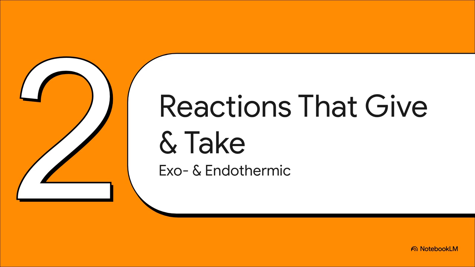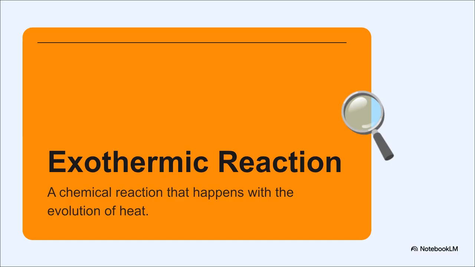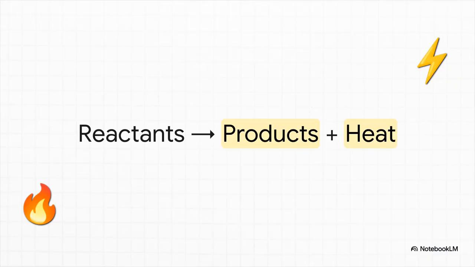Okay, so with those ideas in our back pocket, we can go back to our beakers. And now we can see that we're looking at two totally opposite types of reactions. One of them is giving away energy, and the other one is taking it in. So that hot beaker, that's what we call an exothermic reaction. Exo means out, and thermic means heat, so it literally just means heat out. This reaction is dumping energy into the water around it, making the water particles move faster, and that's why the temperature goes up.